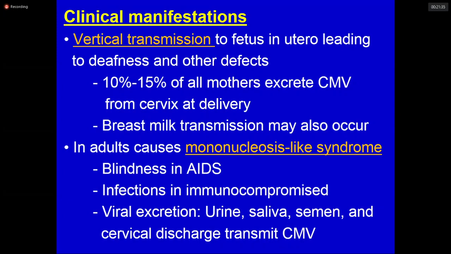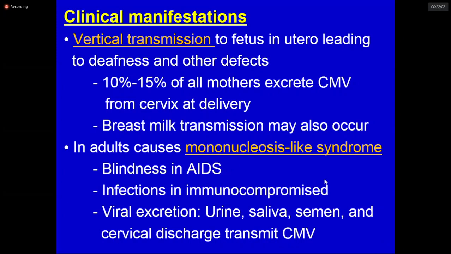In adults, it can cause a mononucleosis-like syndrome. Infectious mononucleosis is caused by EB virus. CMV can cause a similar picture to it, called mononucleosis-like syndrome. As I said in the beginning, this virus can cause blindness in AIDS.